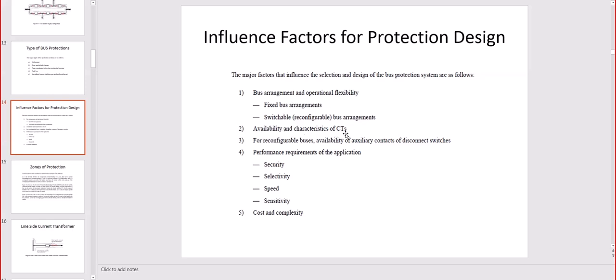Availability of the CTs. If it's a new design, you need to make sure that you place the current transformers in the right spot to cover the complete bus, as we said, and overlapping the zones. For a refurbishment, we have what we have, the CTs. We can ask for additional CTs maybe to improve the protection, but typically it is what is there.